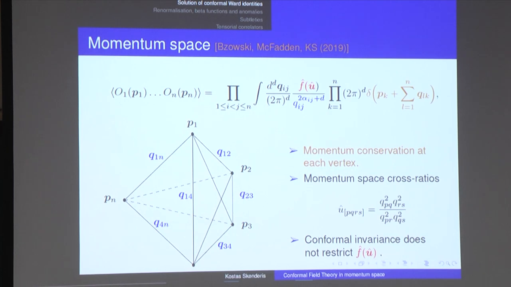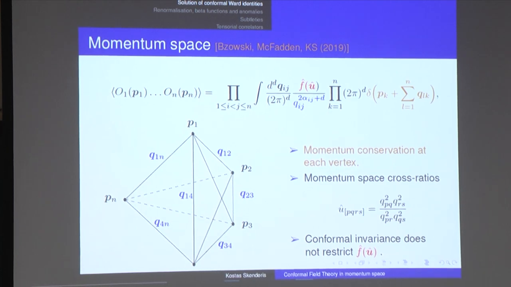That's one thing where this momentum space is better than the position space answers, because there, in a sense, the symmetry under exchanges is less obvious. But here, it's manifest.